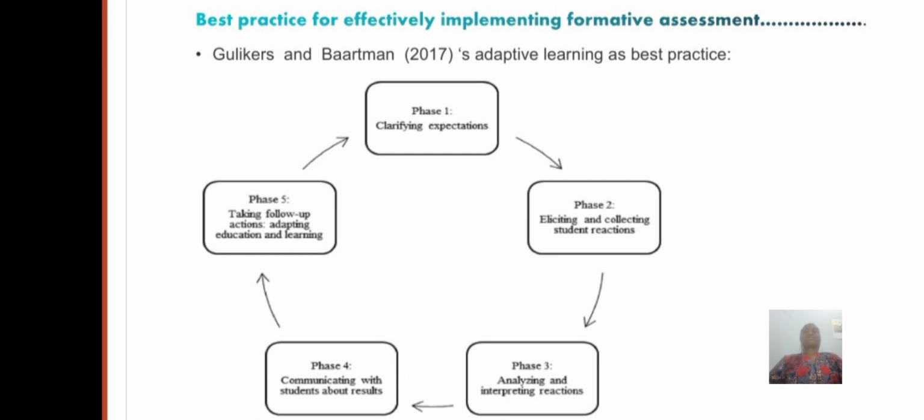Then phase number 5 is taking follow-up action, meaning that the information obtained through communication, as well as the interpretation of the reaction of the students towards the assessment, is not left there, but action is actually taken, follow-ups are done, action to ensure adaptive education and learning, meaning that the individual students are then considered on how best things can be changed to actually improve.